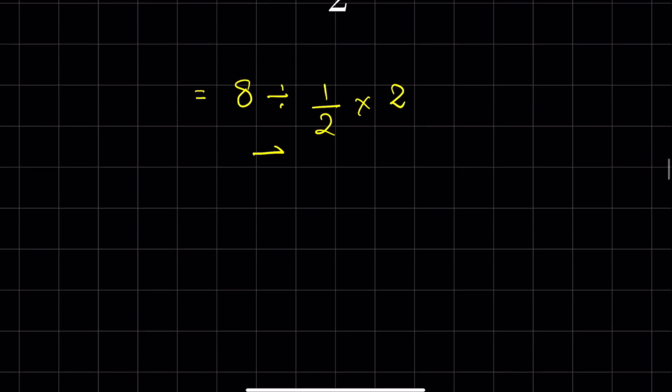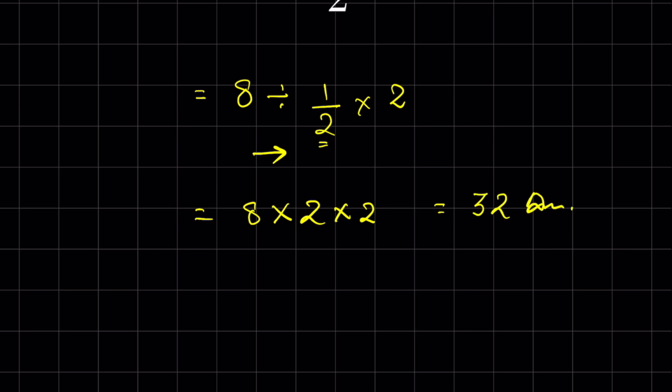Now from left to right, we have division first, so it will be 8 multiplied. We convert division into multiplication and the fraction after that gets inverted. That means you have to write the reciprocal of 1 upon 2. Reciprocal of 1 upon 2 will be 2, then times 2. Now all are multiplication, we can multiply them. So answer is 32.